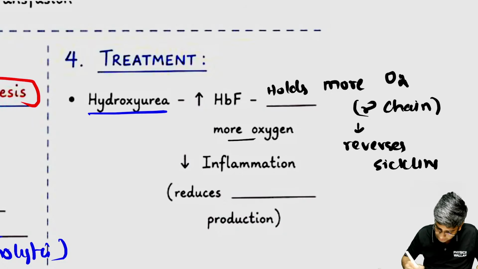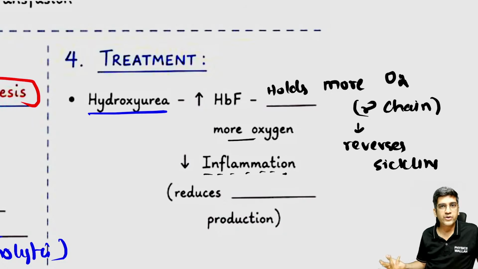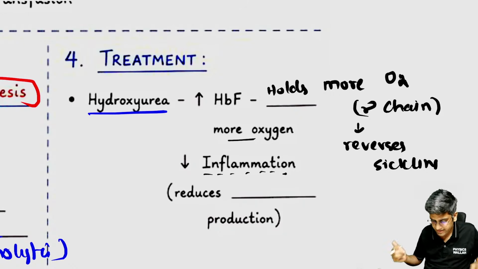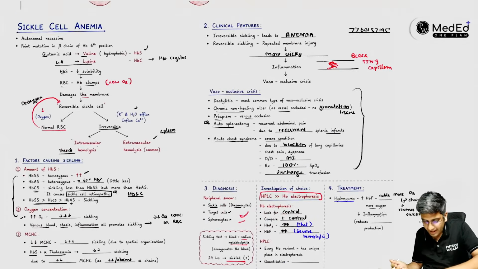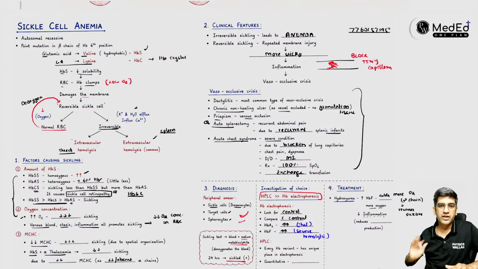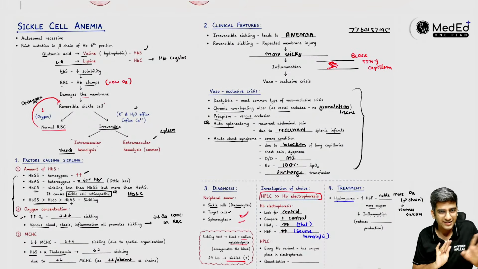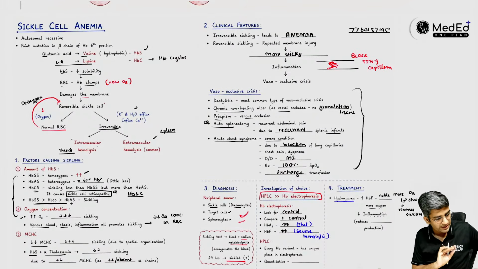And also it's an anti-inflammatory drug, reduces inflammation. That also will help in the removal of the vaso-occlusive crisis episode, whatever it is, right? Perfect. So that's about your sickle cell anemia. Everything required for sickle cell anemia in a single flow chart, right? In a single page of a PowerPoint, right? I'll give you this.